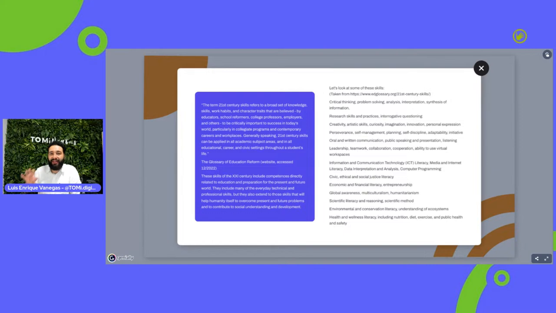So this is the definition of what 21st century skills are by the Glossary of Education Reform, a website that I'm also quoting here. They include competences directly related to education, but not only directed to education, and preparation for the present and future world. They include many of the everyday technical and professional skills, yes, but the skills also extend to those that will help humanity itself to overcome present and future problems, issues, and to contribute to social understanding among humanity and to social development.